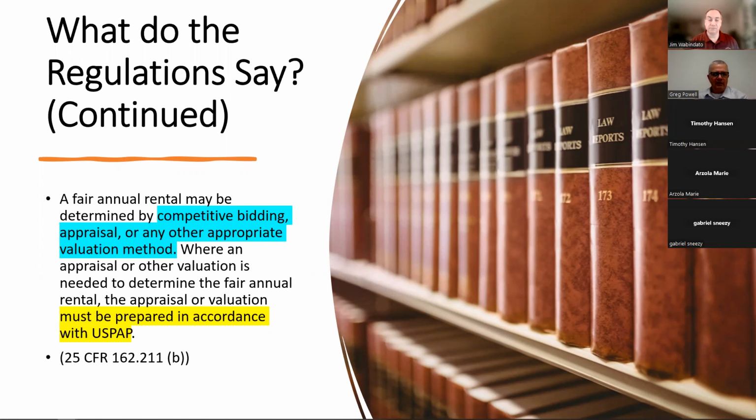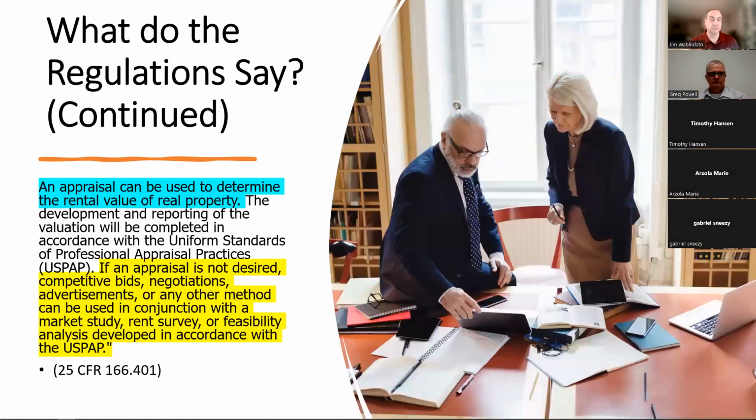So that next slide then, Jim. So finally, here at 166, which deals specifically with grazing valuations, an appraisal can be used to determine that. But if the landowner doesn't want an appraisal, then they can go to competitive bids, negotiations, advertisements, and any other method that can be used in conjunction with a market study, a rent survey, or feasibility analysis, as long as those things are developed in accordance with USPAP. So that's the nuance, that's the flexibility that they do give around rental rates.